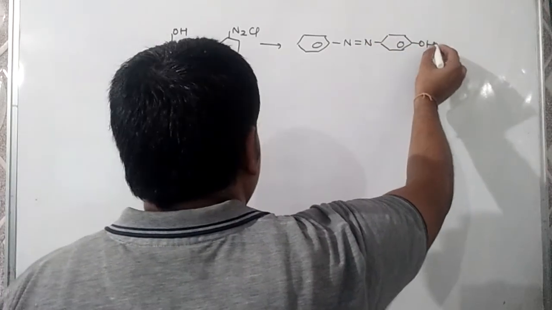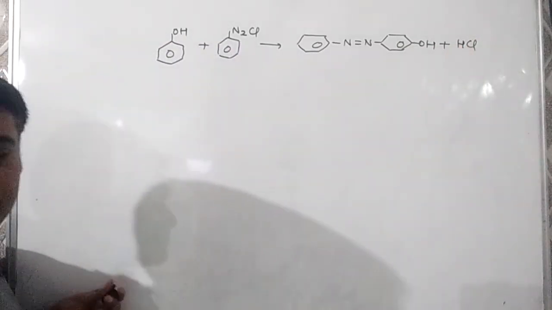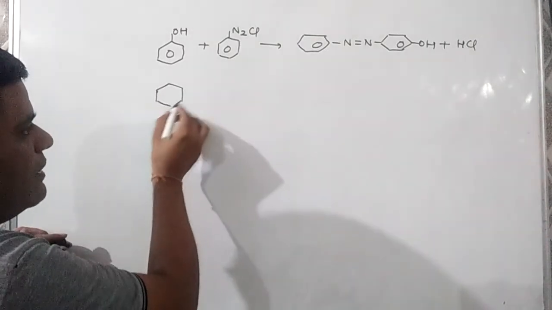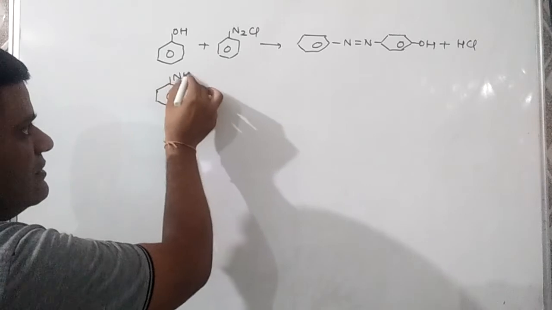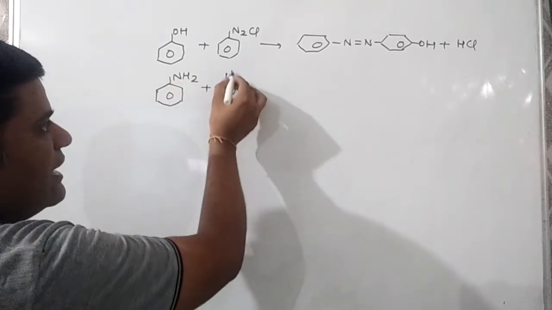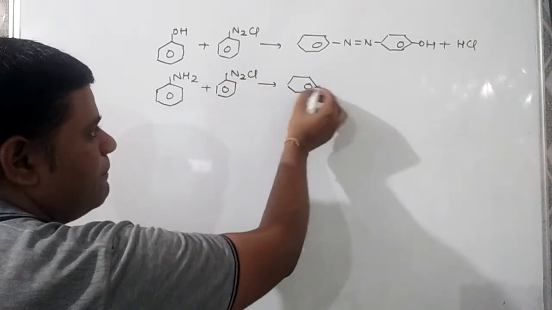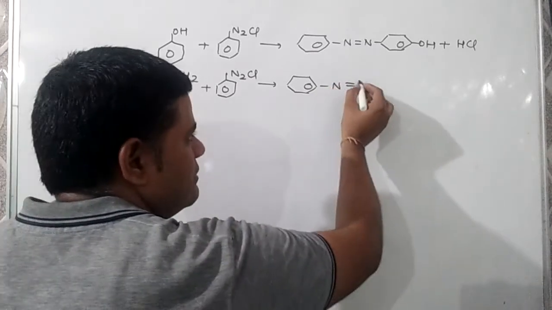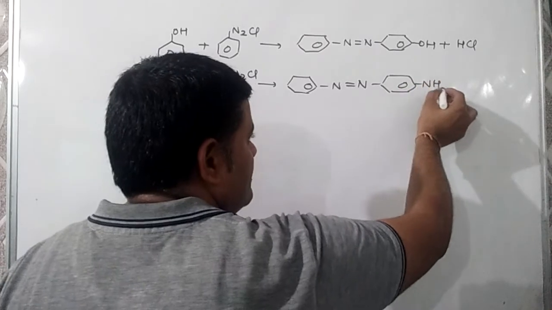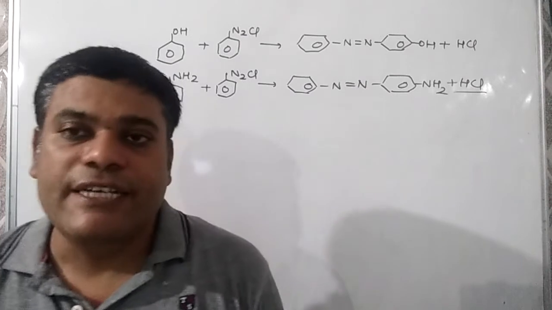Para-hydroxyazobenzene as a product, and that is having orange red color. Similarly, aniline can react with benzene diazonium chloride to produce para-aminoazobenzene, and in this case, color will be yellow. These two reactions are known as coupling reaction.